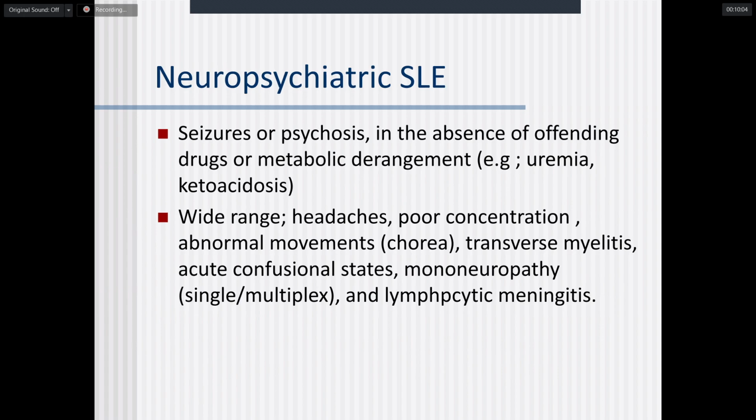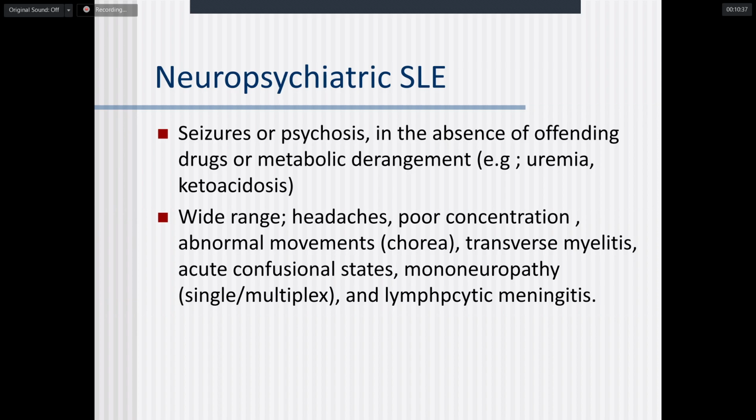Neuropsychiatric lupus, this is rare: seizure or psychosis in the absence of offending drugs or metabolic derangement. You need to be thorough to exclude other causes for this neuropsychiatric lupus. If your patient is on a drug that might provoke lupus, and has a seizure, then you blame the medication before you blame the lupus as the cause for this seizure.